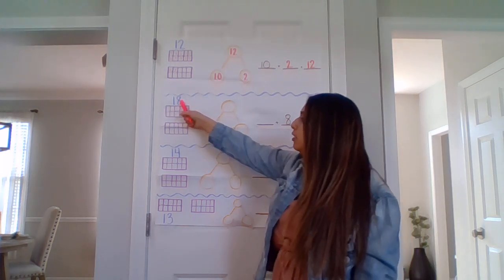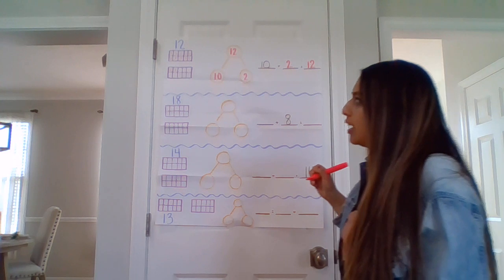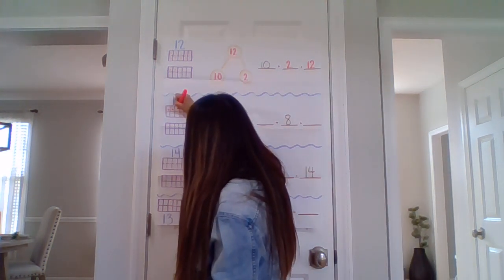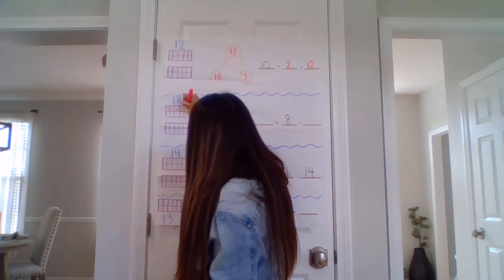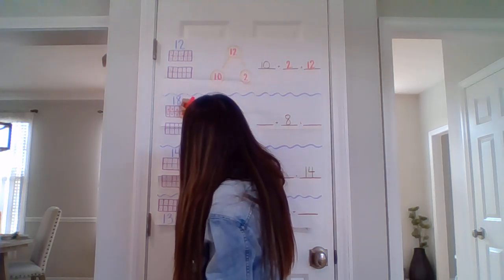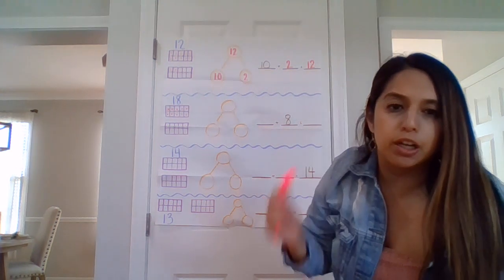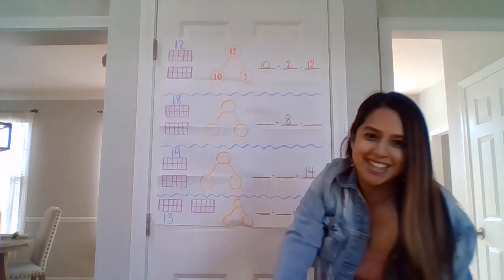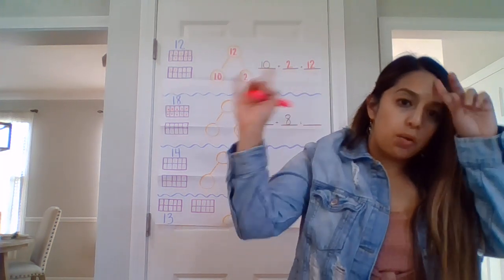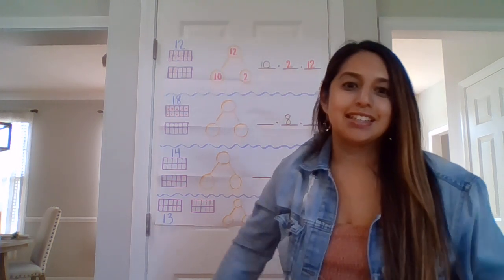All right. Our next number we're working with is 18. So again, we're going to fill up that top 10 frame. 1, 2, 3, 4, 5, 6, 7, 8, 9, 10. Top 10 frame is filled up. We automatically know we have 10. Now my question is, we have 10, but I want to get to 18. So how many more am I going to need to get to 18?